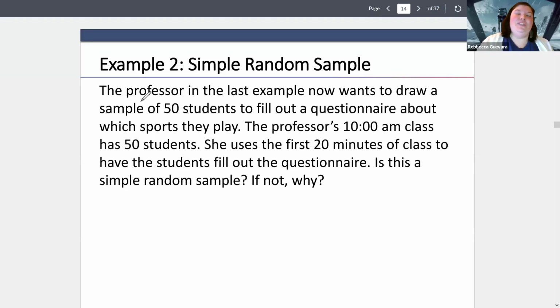So example 2: the professor in the last sample now wants to draw a sample of 50 students to fill out a questionnaire about which sports they play. The professor's 10 a.m. class has 50 students in it. So she uses the first 20 minutes of class to have the students fill out the questionnaire. Is this a simple random sample? I don't know how many students she has, but this group of 50 does not have the same chance of being selected as another group of 50.